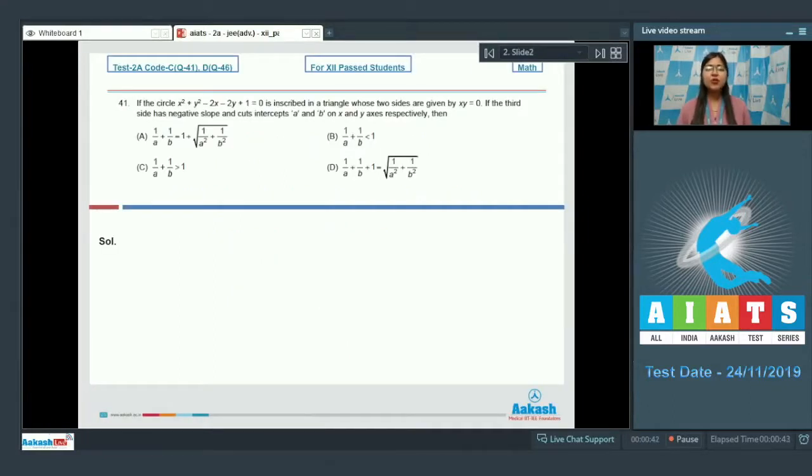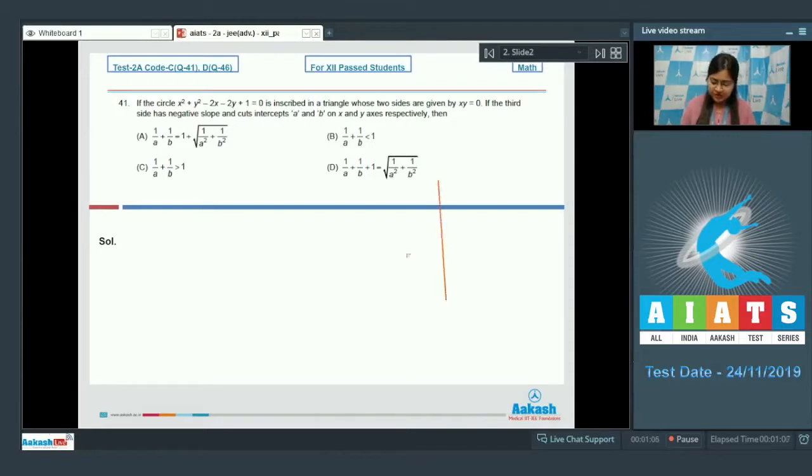So let us start with question number 41, which says that if the circle x square plus y square minus 2x minus 2y plus 1 equal to 0 is inscribed in a triangle whose two sides are given by xy equal to 0. If the third side has negative slope and cuts intercepts A and B on x and y axis respectively, then we have to answer the following options.